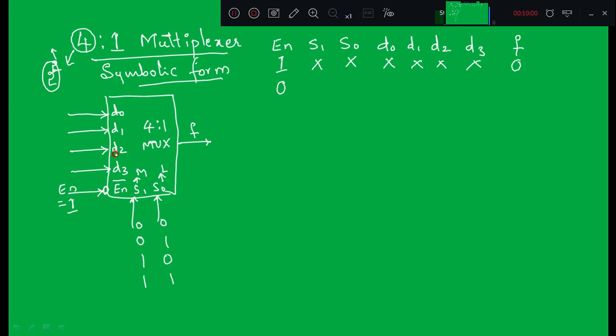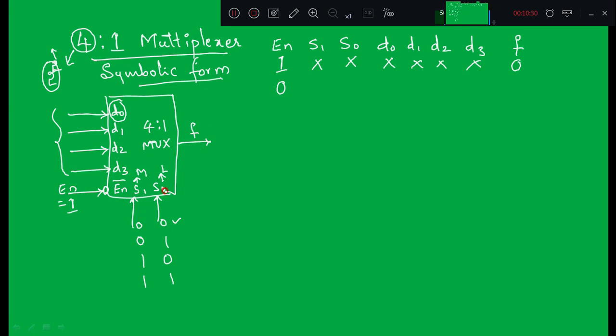So here it depends, right? Which of the data lines is selected depends on the values on S1 and S0. If S1 and S0 are 0 0, then the multiplexer is going to select data line D0, right? As per the definition of a multiplexer, it is going to select one of the data lines based on the values of the select lines, and this data line will be given to the output, right?